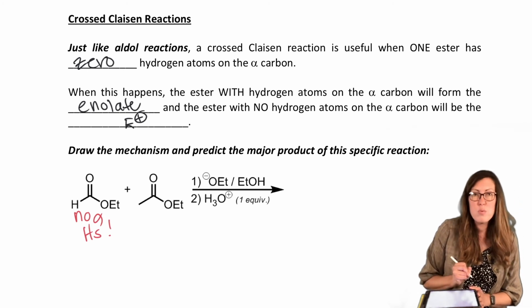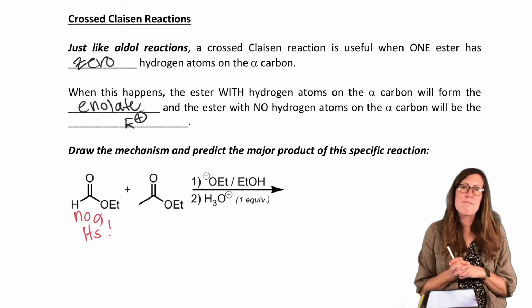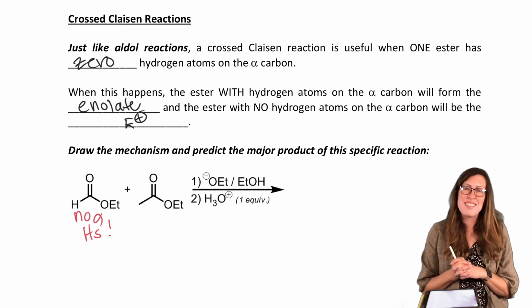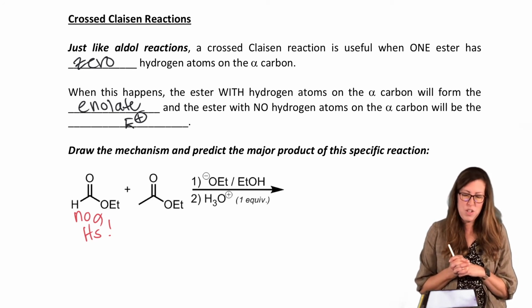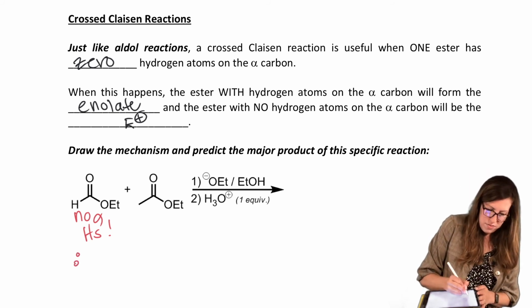So therefore, what's its role? Who's it going to be? What do you think? Would you call that the nucleophile or the electrophile? If it can't be the enolate, it can't be the nucleophile. So it's going to be the electrophile. And this will be the enolate.